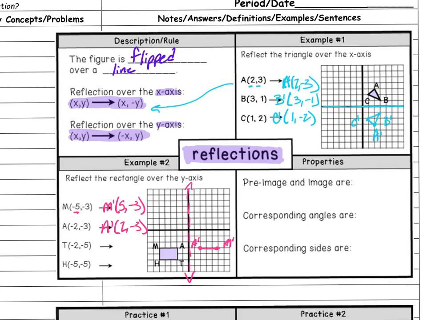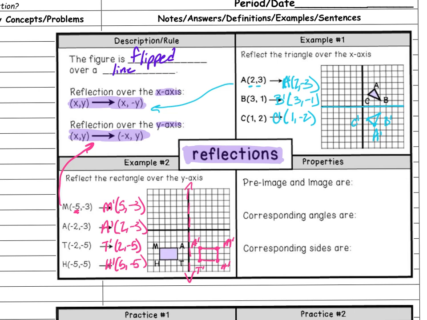And if you look, my rule is the same. My x changed, right? Here's my rule that I'm finding if it's over the y-axis. My x changed signs. It was negative, now it's positive, and my y stayed the same. So t prime is 2 away. So that's t prime. So that should be 2, -5. And then h prime is 5 away. So that should be h prime. That should be 5, -5. And there's my reflection of my little rectangle there.